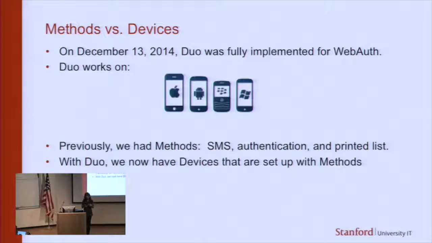So now we have devices that have methods on them. Two-step authentication works on an Apple device, it works on an Android, it even works on a BlackBerry, and it works on a Windows mobile device. So again, previously we had methods, now we have devices set up with methods.